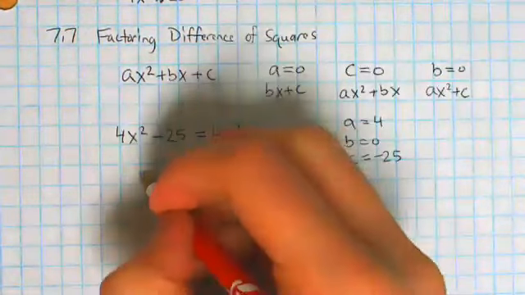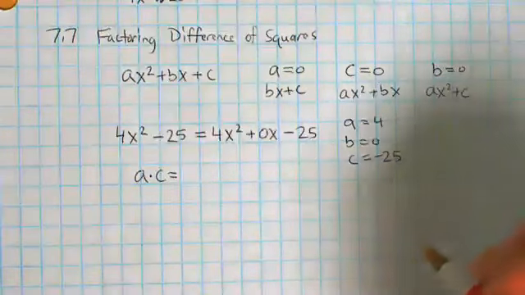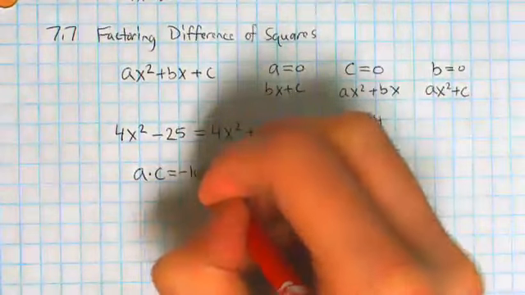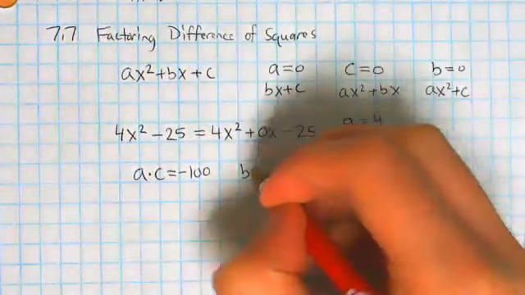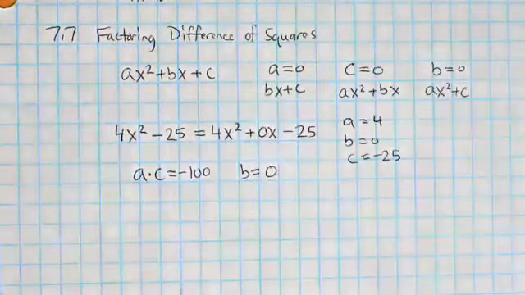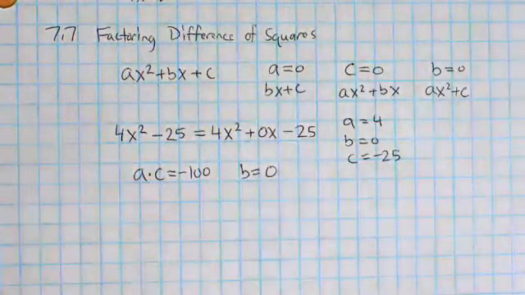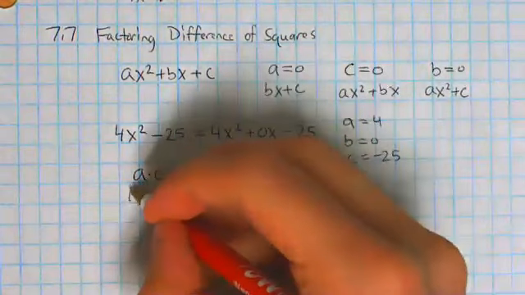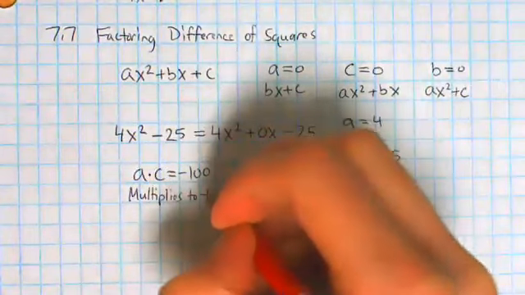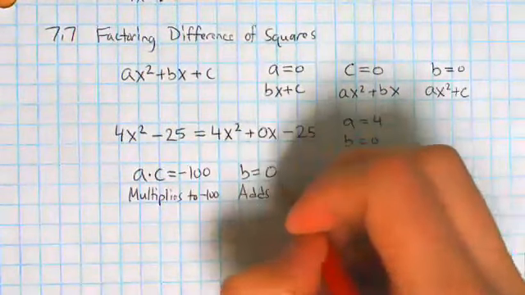So we need to find our a times c, and a times c is 4 times negative 25, which, if you need a calculator or you want to calculate in your head, you might want to pause, but it equals negative 100. And b is, as we previously discussed, 0. So at this point, we now need to start thinking about the factors in negative 100, because we need to find something which multiplies to negative 100 and adds to 0.